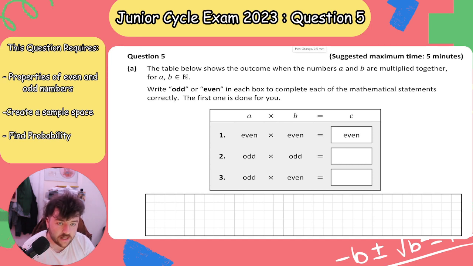So the table below shows the outcome of when numbers A and B are multiplied together, for A, B elements of N. So A and B are natural numbers. Write odd or even in each box to complete each mathematical statement correctly. The first one is done for you. Even times even equals an even number.